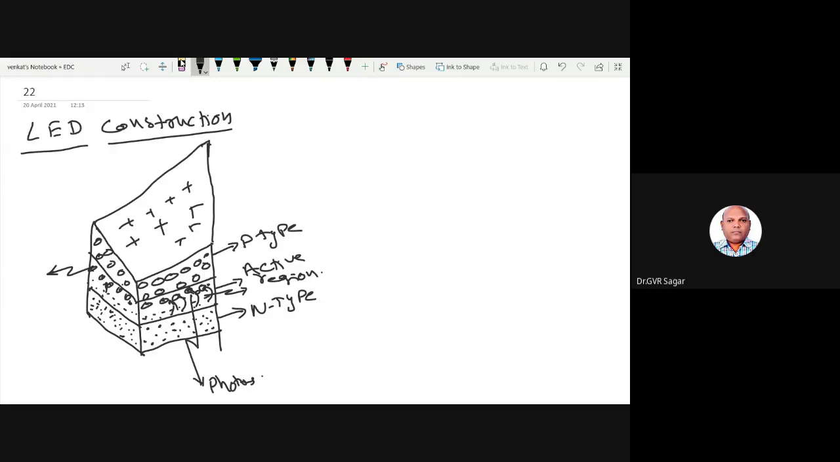So in this way, the LED emits light all around the layered structure, continually generating light in the layered structure. This can be shown with a physical symbol like this. This is the physical symbol of an LED.